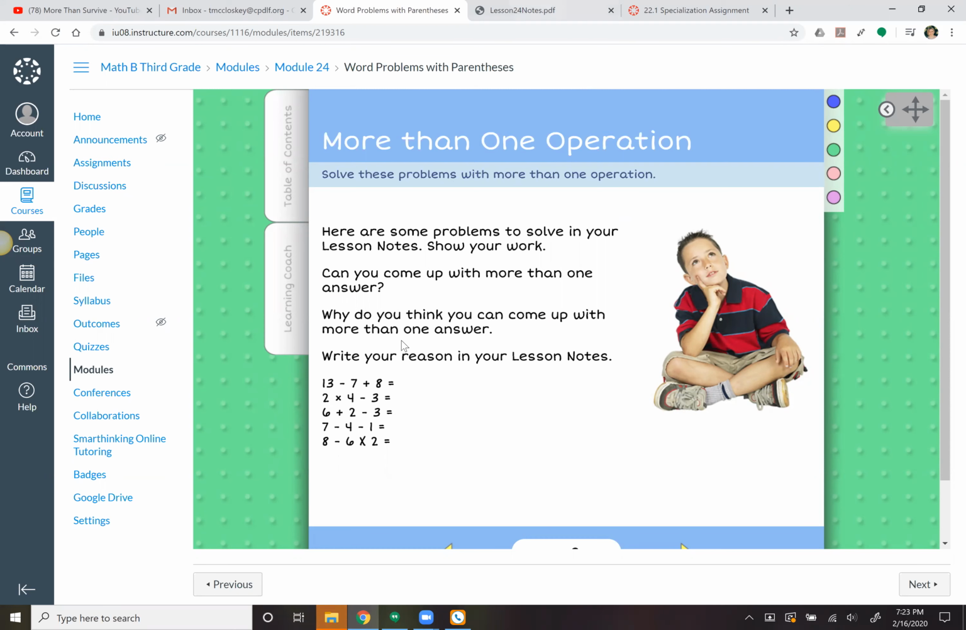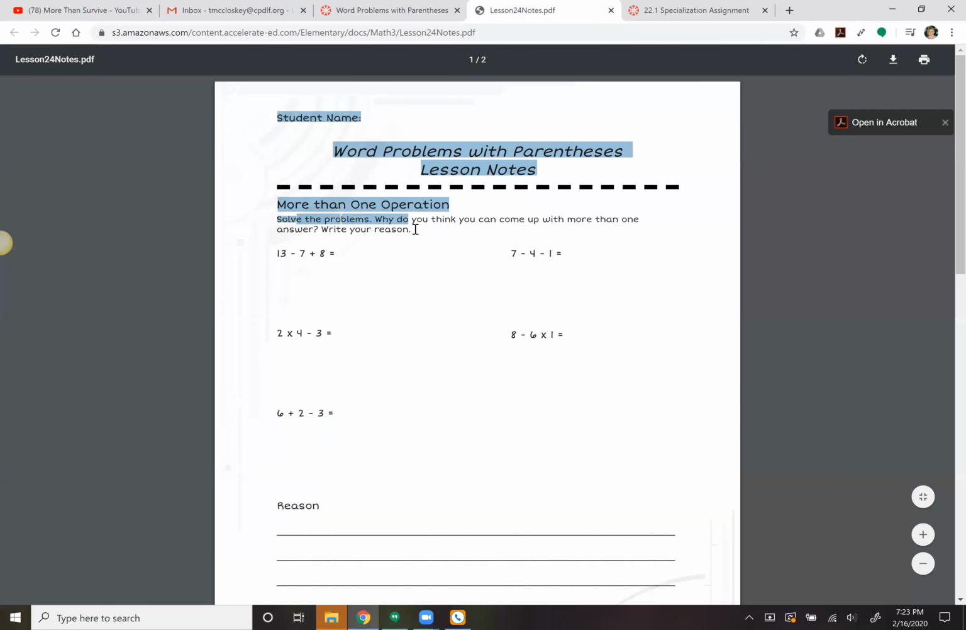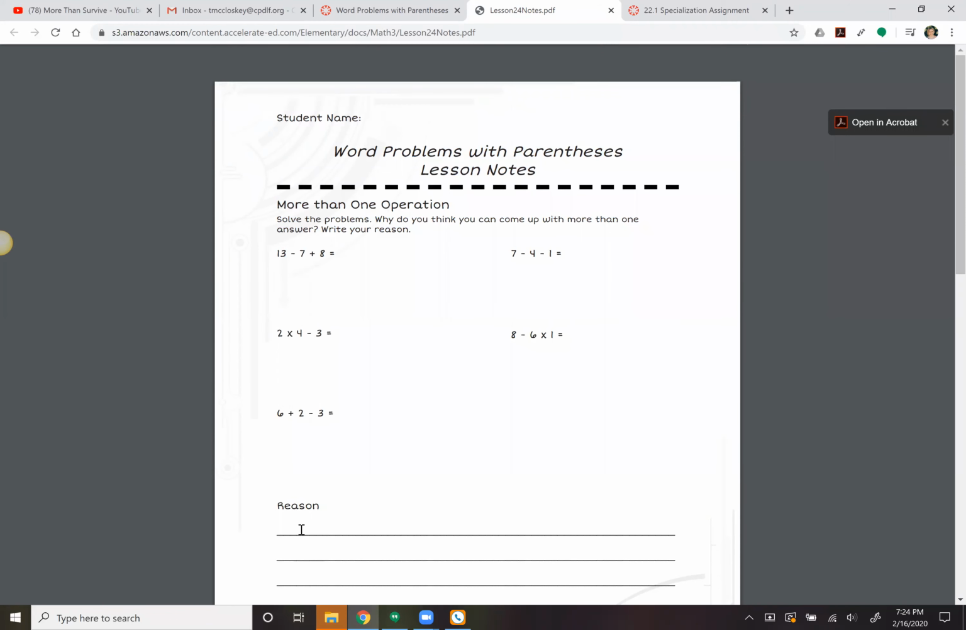So these problems are in our lesson notes. Let's go ahead and take a look. Okay, so this is the same thing I just read, so I'm not going to repeat myself. So I want you to take a moment and solve these 5 problems and see how many different ways you can solve it, and then explain your reasoning. So pause this, and then whenever you've done all 5 of these problems and explained your reasoning, you can unpause me and we'll talk about it.